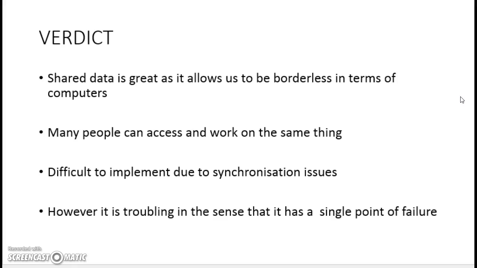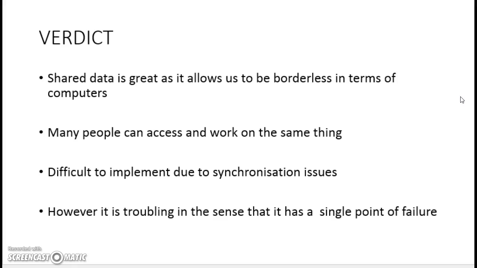Then as for a benefit of Google Drive, obviously a lot of people can access and work on the same thing. We can share it with our co-workers or people we're doing research projects or assignments with. Other than Google Drive, GitHub is also very popular for this, especially for developers who are working on the same piece of code.